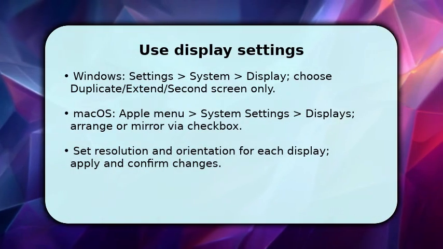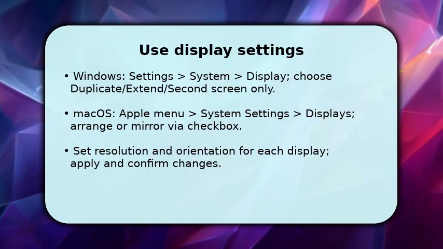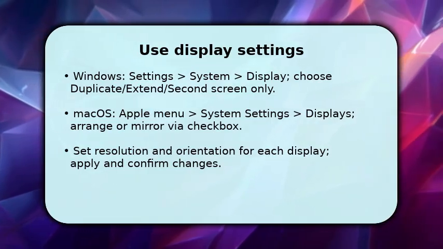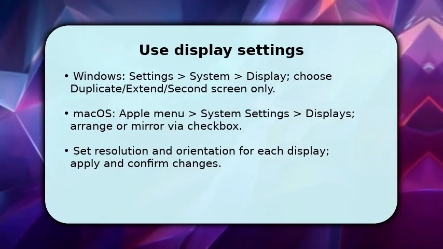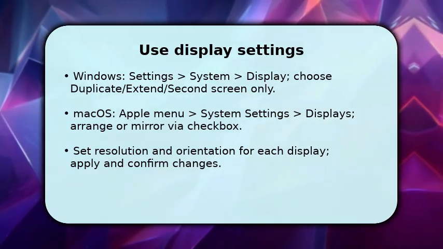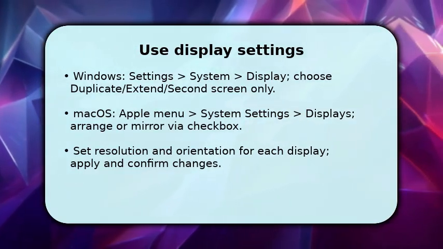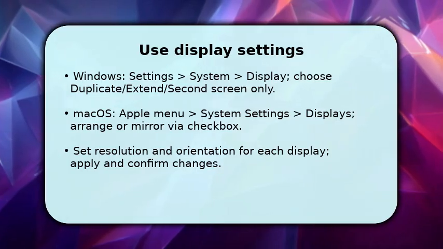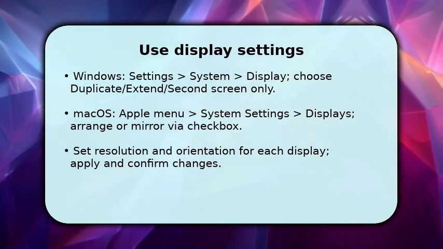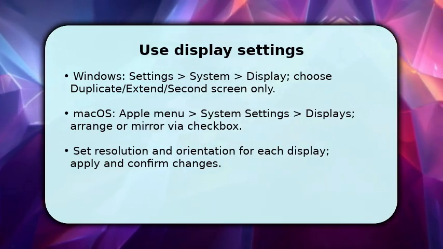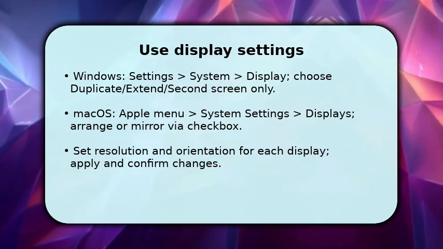Next, open the system display controls to correct split-screen behavior. On Windows, go to Settings, right arrow System, right arrow Display, and identify multiple monitors. Select Duplicate or Extend and pick one as main. On Mac OS, open System Settings, right arrow Displays, then arrange or enable mirror mode so windows snap correctly. Once you select resolutions and orientation, press Apply and Confirm.